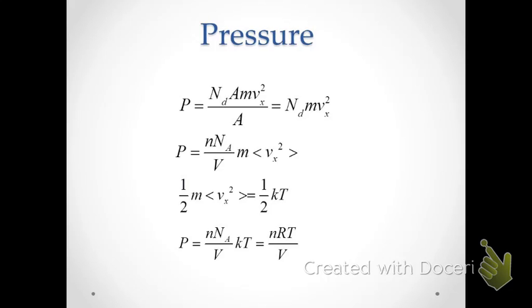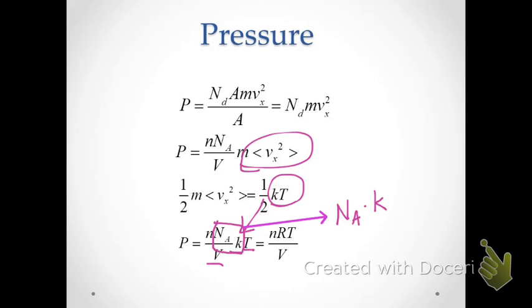So if we replace mvx squared in our previous expression with kT from the thermal energy from the Boltzmann expression, we get an expression here which shows the pressure is equal to the number of moles times Avogadro's number divided by the volume times k, the Boltzmann constant, times T. Now it turns out that Avogadro's number times the Boltzmann constant is equal to the gas constant, and that gives us then P equals nRT over V.